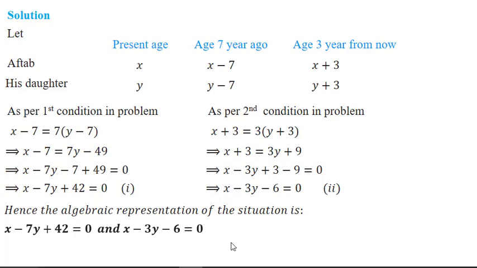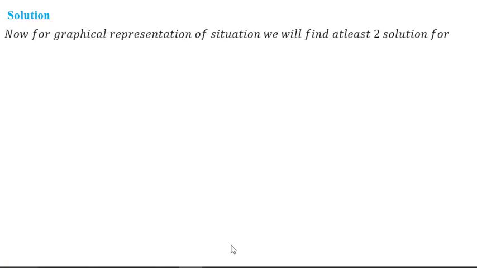Now let us see how graphically we can do the same thing. For graphical representation of the situation, we will find at least two solutions for each equation as below. I am saying at least two solutions because to draw the graph of a linear equation, at least 2 points are needed. I recommend that you take at least 3 points, so that if you are making some mistake, then you understand while drawing the graph. Because from 2 points, definitely a line will pass.